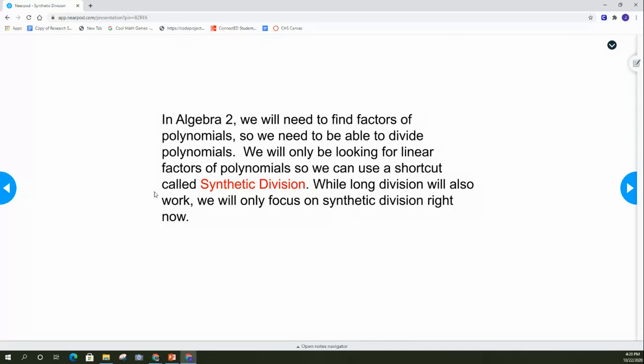Okay, in Algebra 2, we will need to find factors of polynomials, so we need to be able to divide polynomials. We will only be looking for linear factors of polynomials, so we can use a shortcut called synthetic division. That strategy of long division will always work, even if it's not a linear binomial. But in Algebra 2, we're only going to focus on linear factors. So we are going to learn a much simpler, quicker way called synthetic division, to see if a linear binomial will be a factor of another polynomial. All right, so let's take a look.